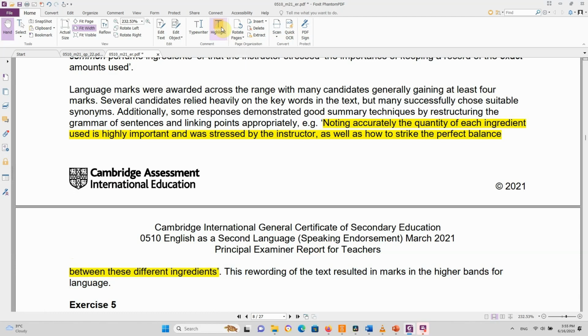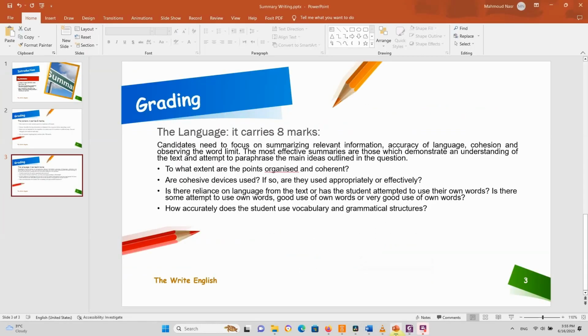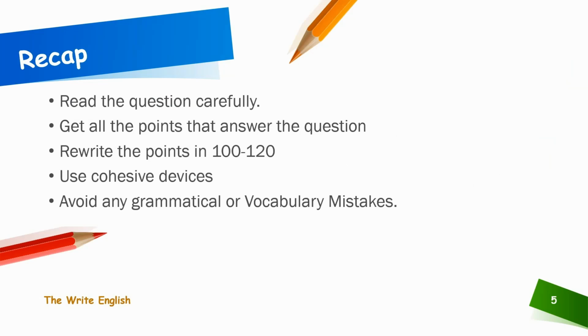So here, the candidate included 2 content points in one sentence. He did some sort of rewording by using his own words, and he did some sort of restructuring by changing the structure of that sentence. So I believe now you understand the idea of writing a summary. It's simple. The idea is, first, you will have to read the question very carefully.